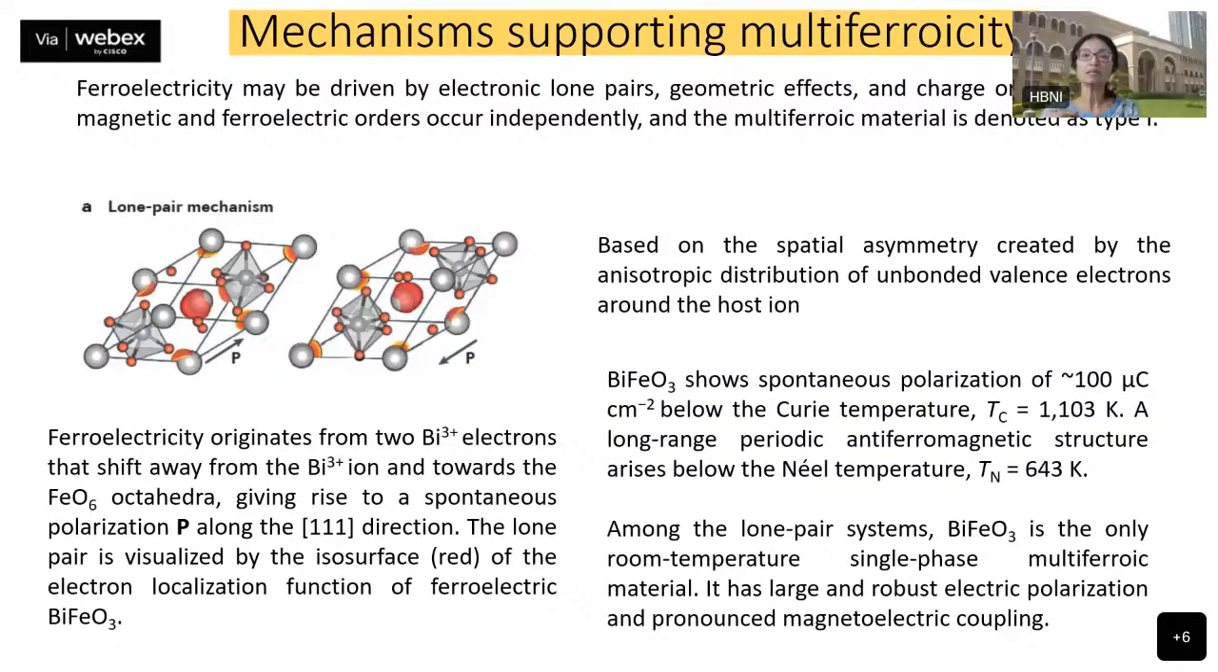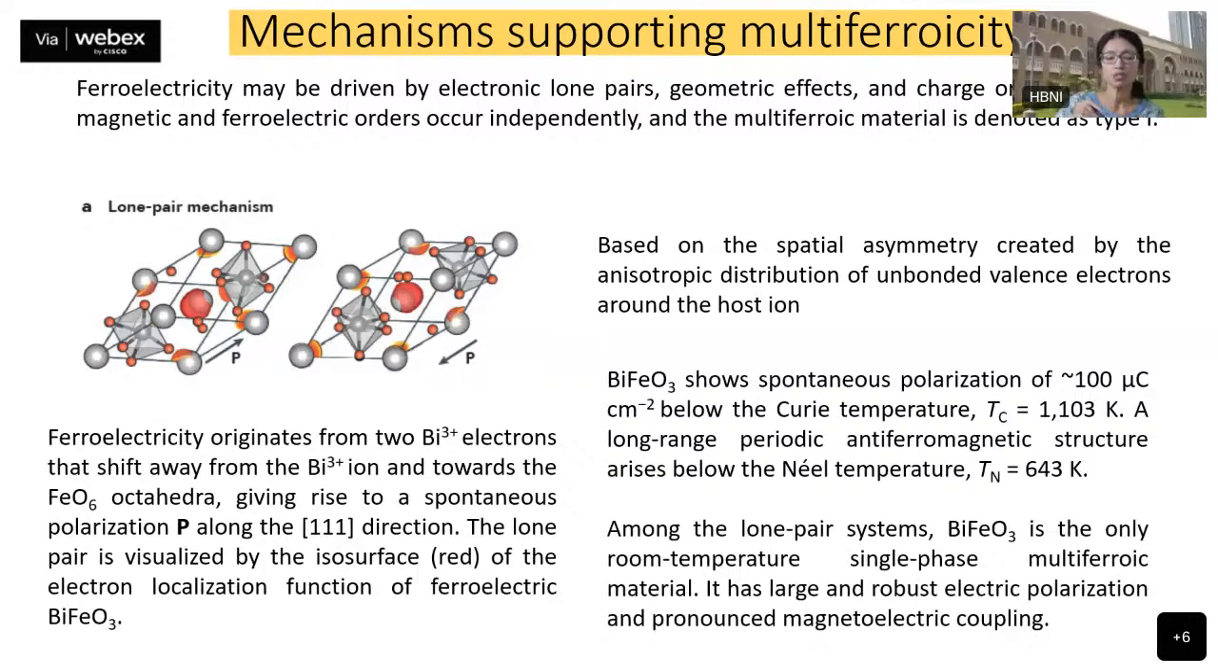So what are the mechanisms which support multiferroicity? Ferroelectricity can be driven by the presence of electronic lone pairs. It can have geometric effects giving rise to ferroelectricity, or charge order. In case of type 1, as I said, the magnetic and the ferroelectric order occur independently.